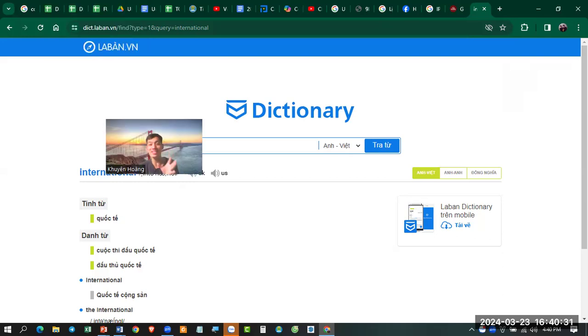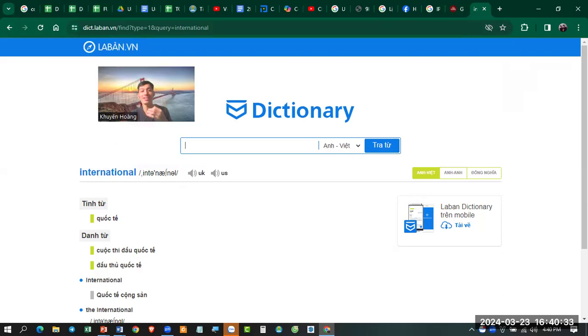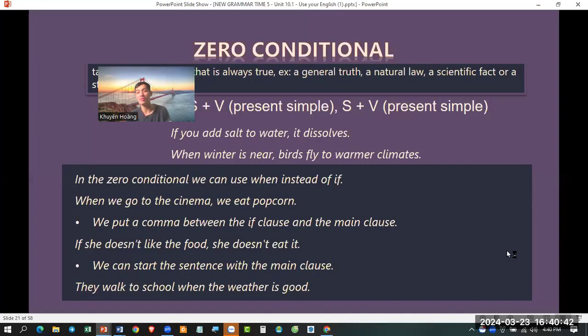But one thing you have to remember is that if there is a long sound in the sentence, it often has stress. Okay, we don't talk about that anymore for now.